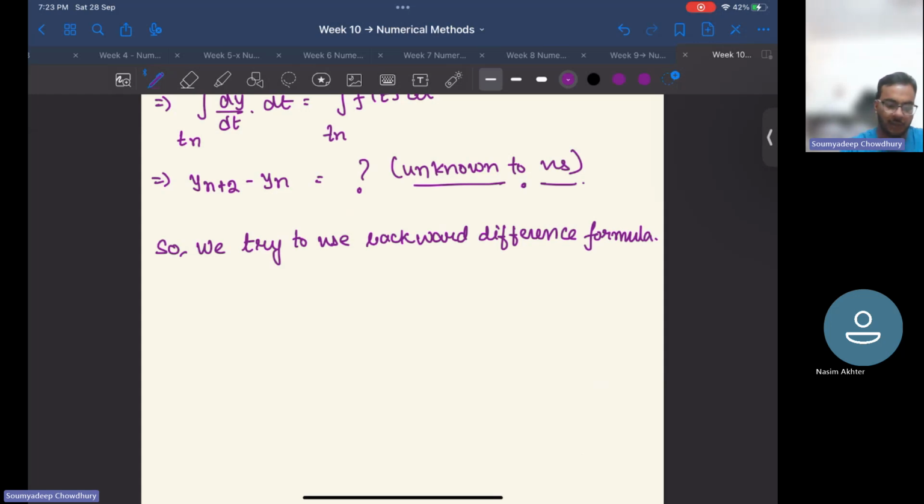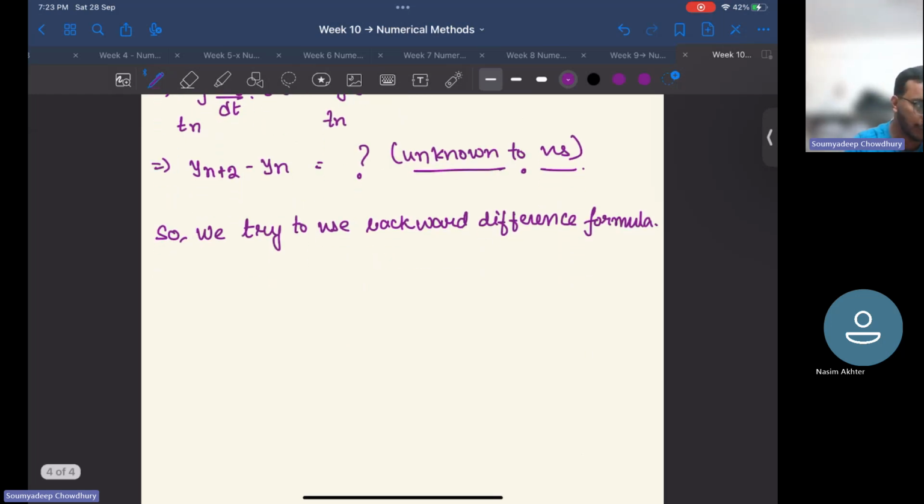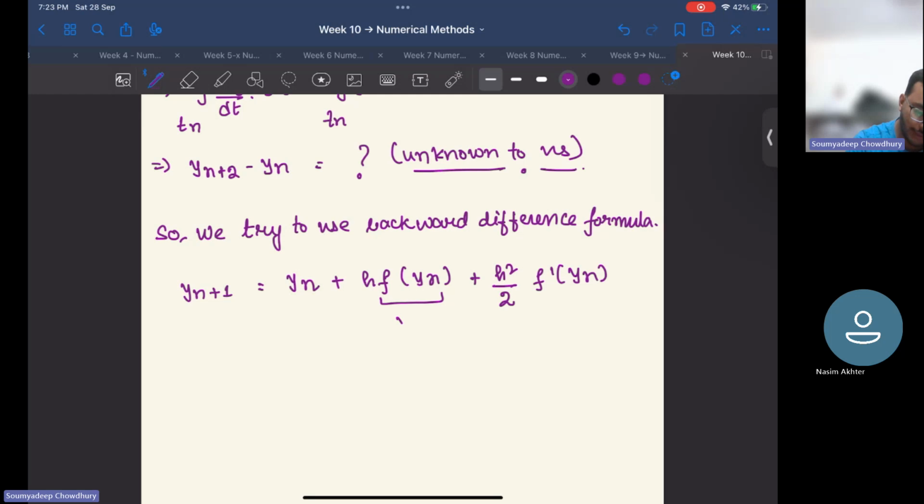I'm not doing the derivation here. If you replace this dy by dt as y n plus 1 minus yn, the backward difference formula, basically you will get yn plus 1 equal to yn plus h into f of yn, plus h square by 2 f dash of yn. So what is f of yn here? This is the derivative, right? So it is yn dash. So f dash of yn is yn double dash. This is what we get if we replace this by our backward difference formula.